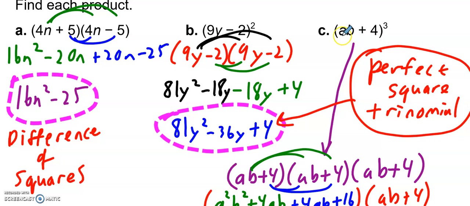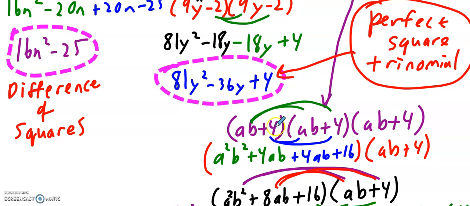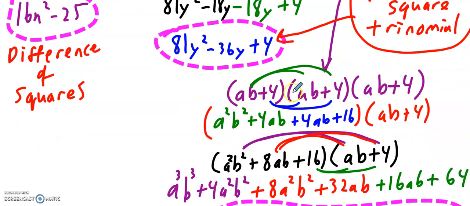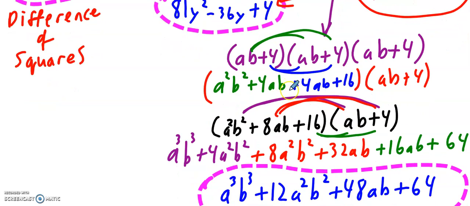Okay, and then the third one, this one was more work, ab plus 4 all to the third power. So this is ab plus 4 times ab plus 4 times ab plus 4. First I just multiplied the first two together, and ab times ab is a squared b squared. ab times 4 is 4ab, 4 times ab is 4ab, 4 times 4 is 16. Combine these like terms in the middle, and I get 8ab plus 16. The a squared b squared stays there also. Note that this right here is another perfect square trinomial. Just pointing it out. You don't need to memorize that yet.